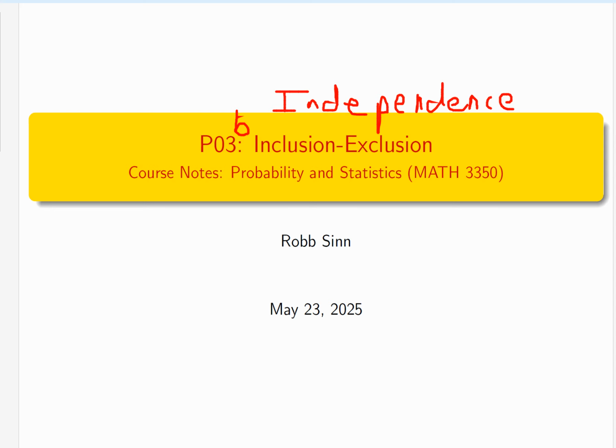Everybody, I'm back and I did make a mistake. I copy pasted the new PowerPoint from the old PowerPoint, so it has the wrong title. This is probability part 3b, and we're going to talk about independence. Sorry for the typos. I'll try to fix that as we go forward on all the other documents that matter.